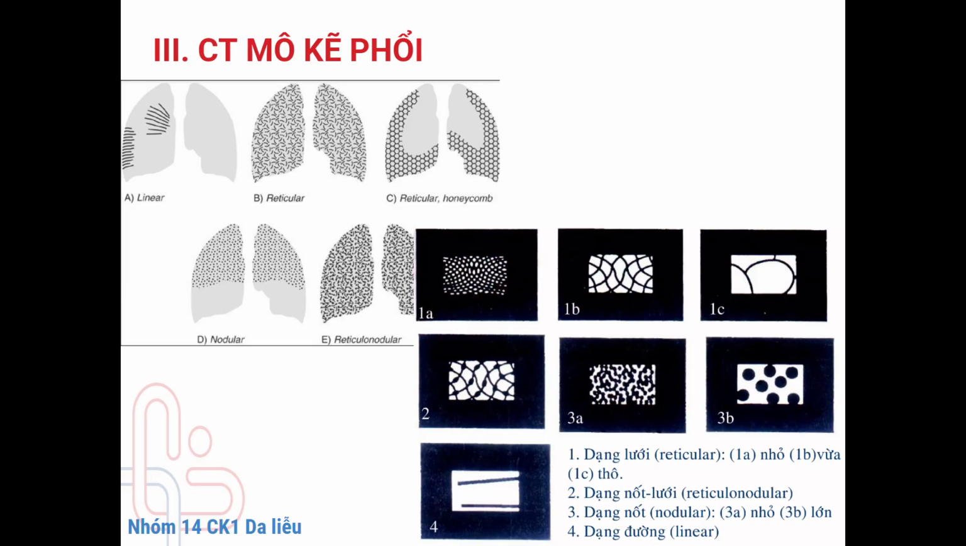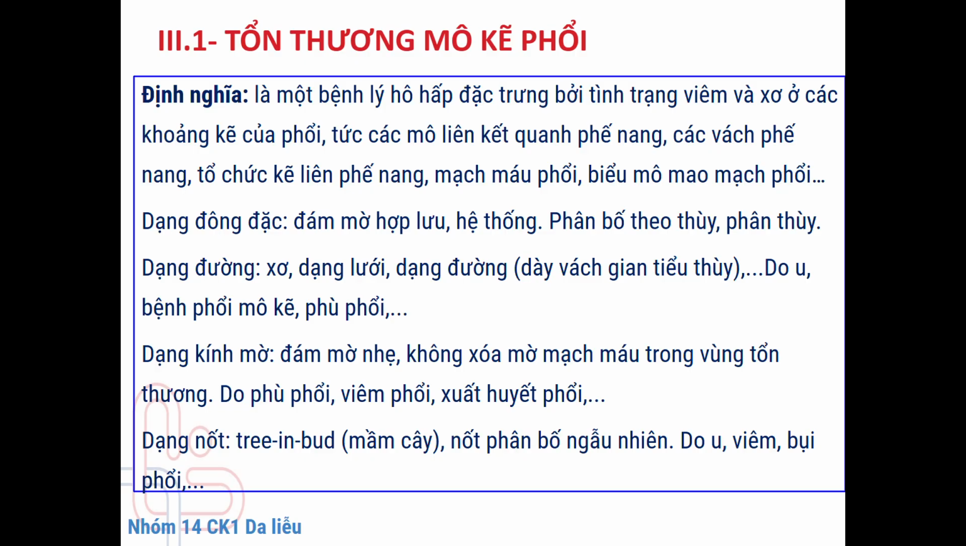CT is crucial because ILD often presents with non-specific symptoms such as chronic cough and progressive dyspnea, while imaging reveals the underlying structural damage. Understanding interstitial changes allows clinicians to classify ILD into major categories such as idiopathic pulmonary fibrosis, connective tissue disease-related ILD, hypersensitivity pneumonitis, and sarcoidosis.